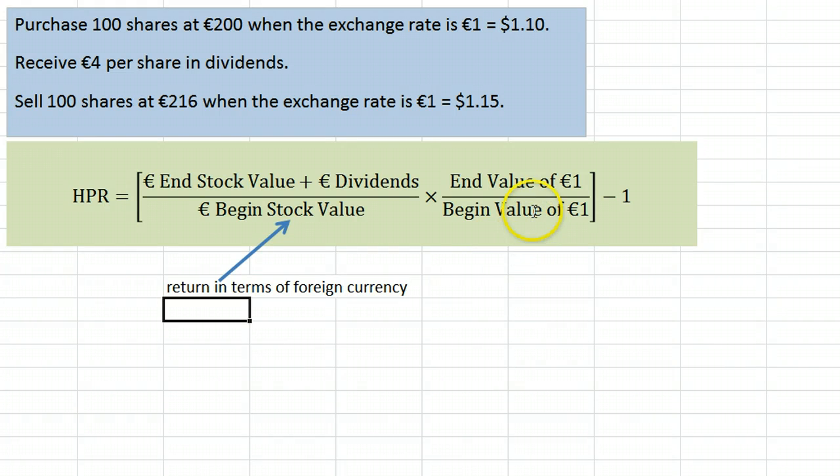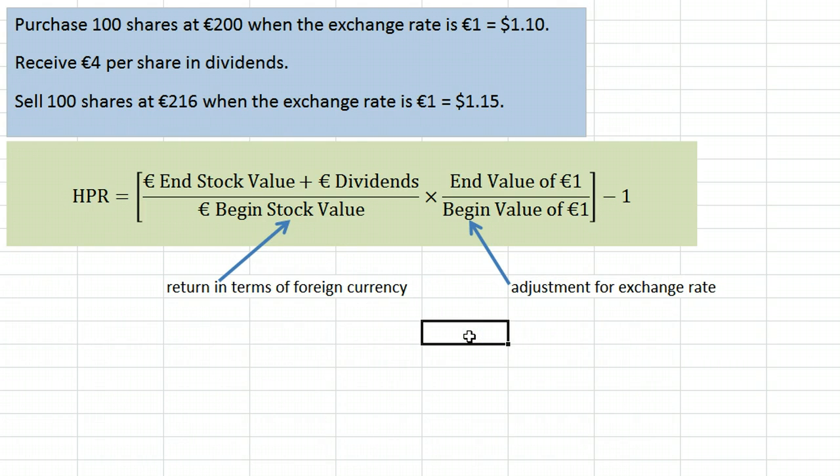The second part of [stuff] in brackets tells you to take the ending value of 1 euro and divide by the beginning value of 1 euro. And what that does is take our return and adjust it for the exchange rate. And when we take both of those parts together, it will tell us our return in dollars. So we find our return in euro, multiply by an adjustment based on the exchange rate, and end up with our return in dollars. I've stuck euro in this equation, but it applies to any foreign currency.